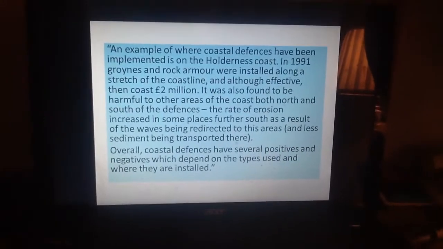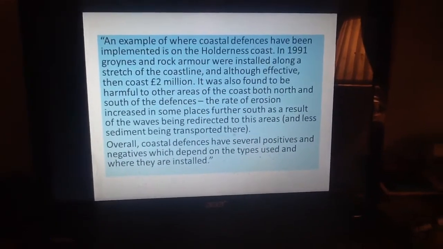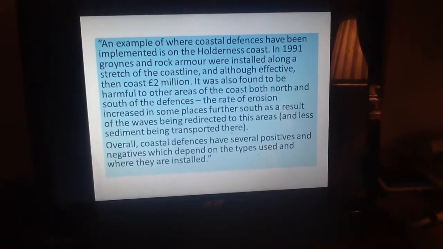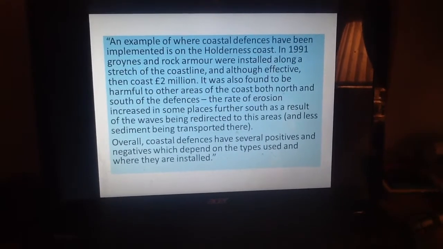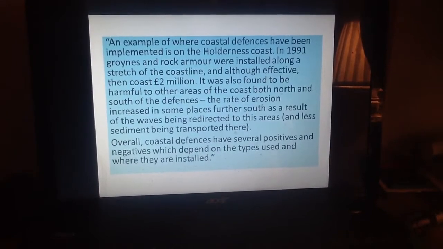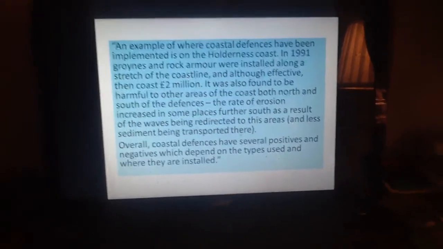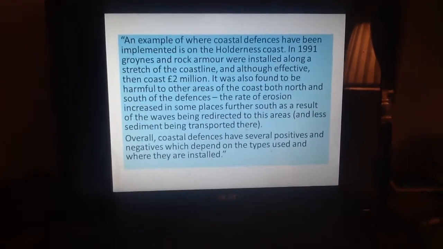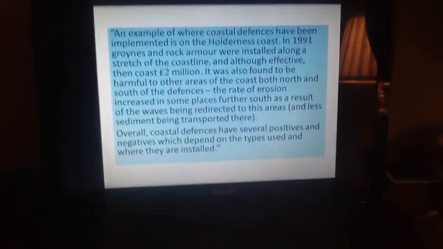So an example of where coastal defences have been implemented is on the Holderness Coast. And they say in 1991, groins and rock armour were installed along a stretch of the coastline, and although effective, they cost £2 million. I know it's the coast, but anyway, they cost £2 million. So what they're saying is they were effective, but they cost £2 million. So they're talking about how effective they actually were. So this is quite good high-level writing here.